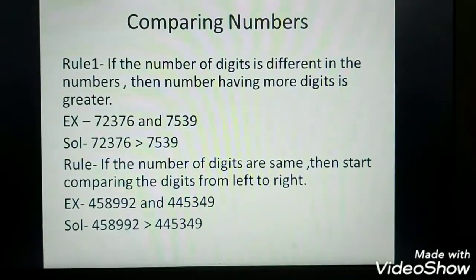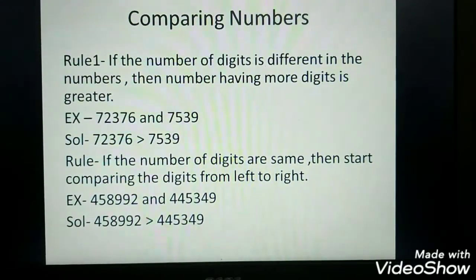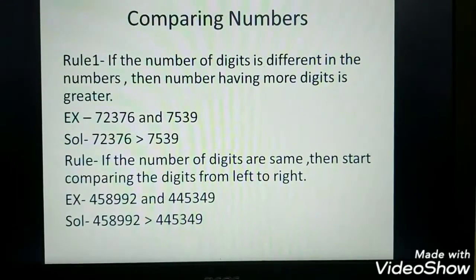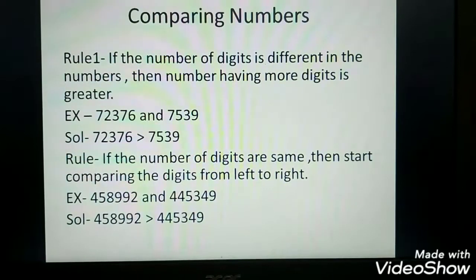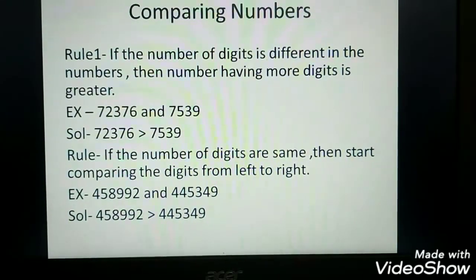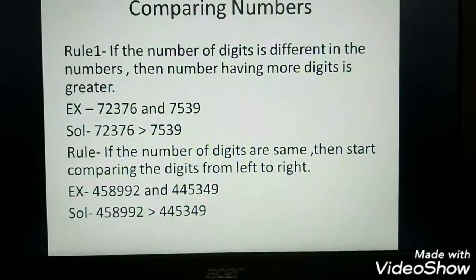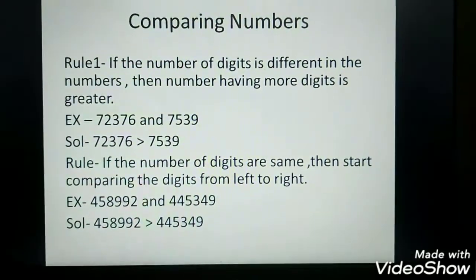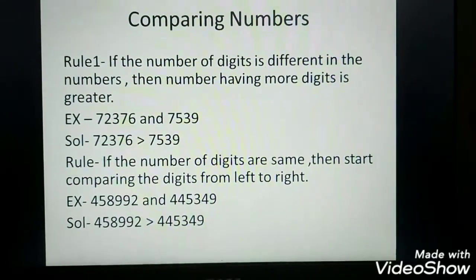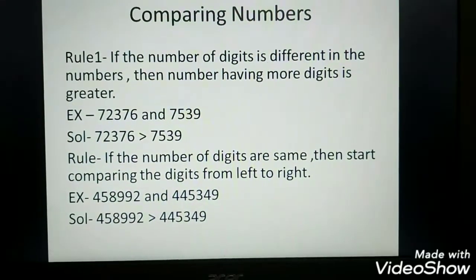4,58,992 and 4,45,349. Now you can see the number of digits in the first number is 6 and in the second number is also 6. That means the number of digits in both the numbers is the same. Now start comparing the digits from left to right. In the first number the first digit is 4, and in the second number the first digit is also 4, so they are equal. Now in the first number the second digit is 5 and in the second number the second digit is 4. So which digit is greater? 5. So that is why 4,58,992 is greater than 4,45,349.